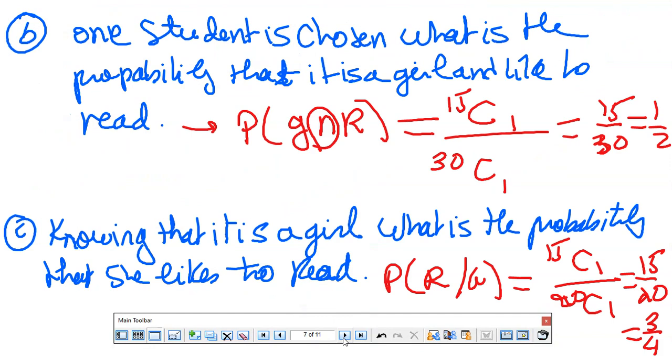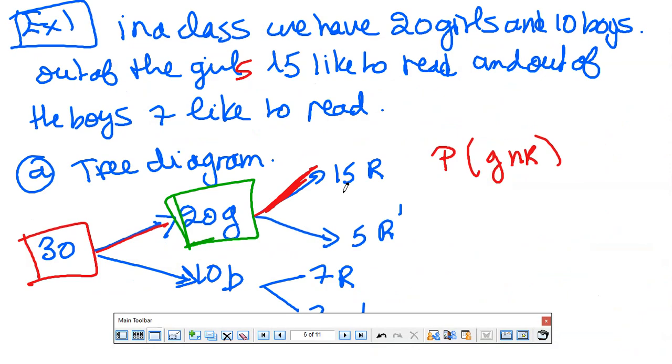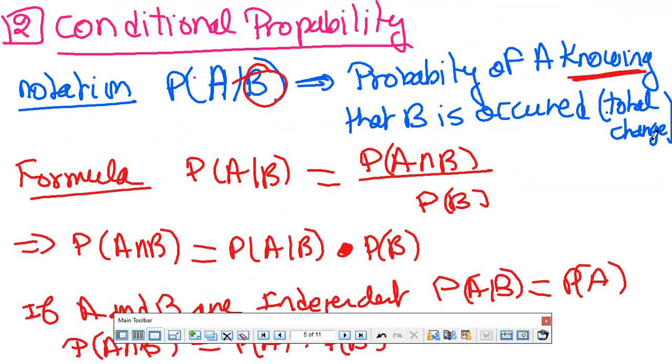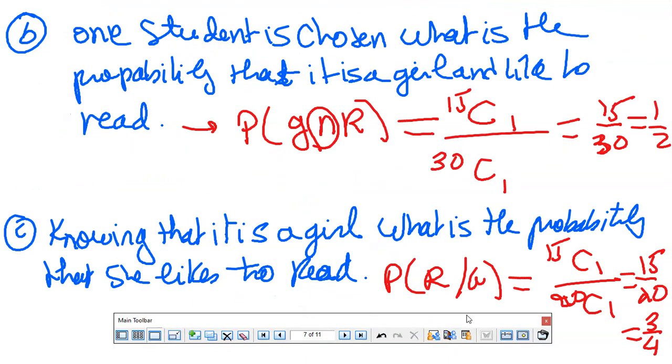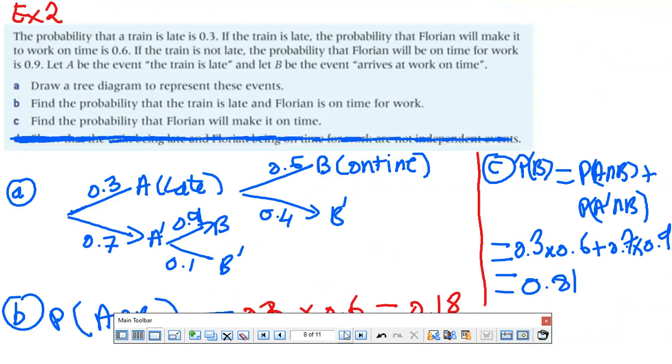So knowing that it's a girl, what's the probability that she likes to read? How many girls like to read? It's C1 15. But out of the girls, so it's C1 20 because now I'm here. I took the girls apart and I'm choosing just from the girls. That's why I said in the formula the total changes. So the conditional probability means I skip a step and now I'm here. I know where I am and I'm choosing from the 20. So here I'm doing it without using the formula. Now let's do another example.